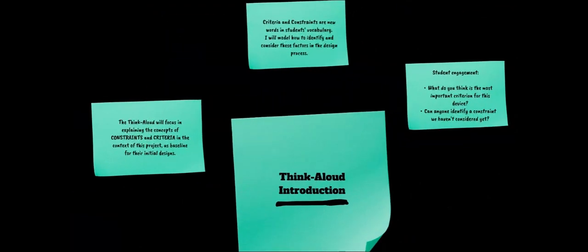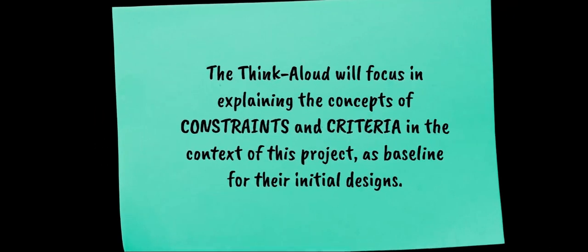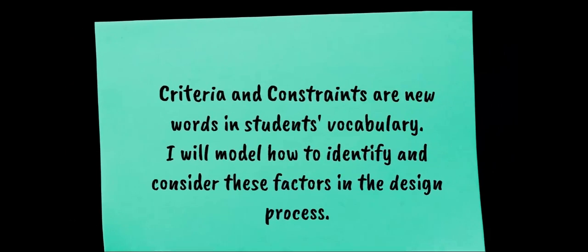Now, the think aloud part of the activity, the introduction. The think aloud will focus on explaining the concepts of constraints and criteria in the context specifically of the project, as a baseline for their initial designs once they get the project. Criteria and constraints are new words in students' vocabulary, so I will model how to identify and consider these factors in the design process.